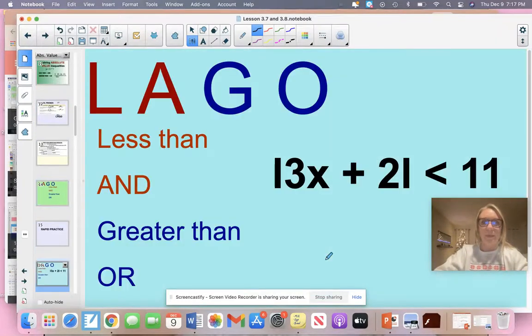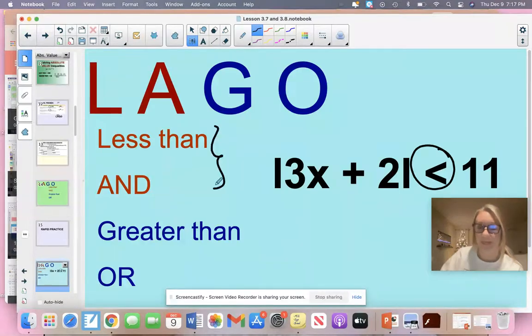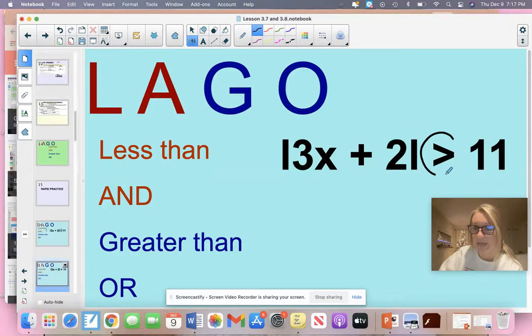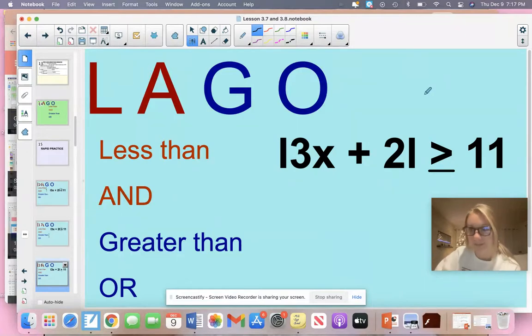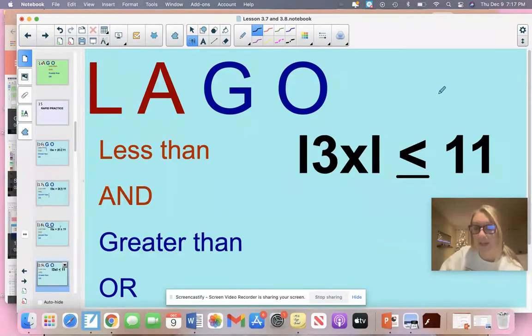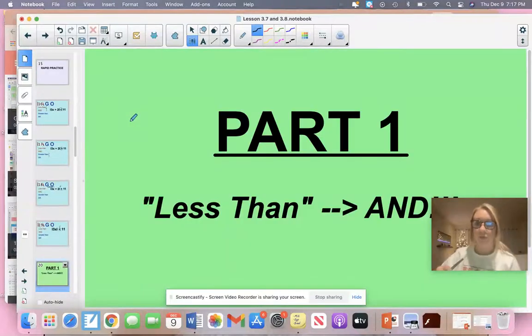So here we go. Just for some quick rapid practice, if you see this one, you say that, okay, this is a less than sign. Because it's less than, we'll set up an and inequality. In our second one here, I see a greater than sign. Because it's greater than, I'll set up an or inequality. Again, we've got greater than or equal to, we'll set up an or. And lastly, we've got a less than, which means that we'll set up an and. Now, let's go through part 1.